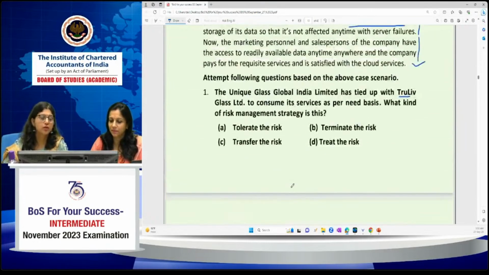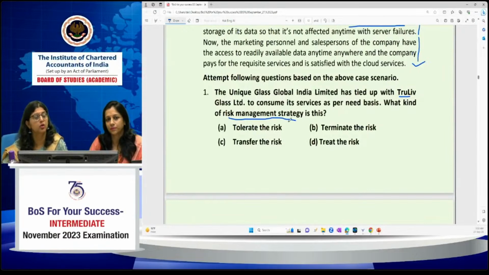So first of all, if this is a topic about risk management strategy, it's part of chapter 1. Here we are able to zoom in that this is chapter 1, and this you will be able to do only when you have prepared your checklist.